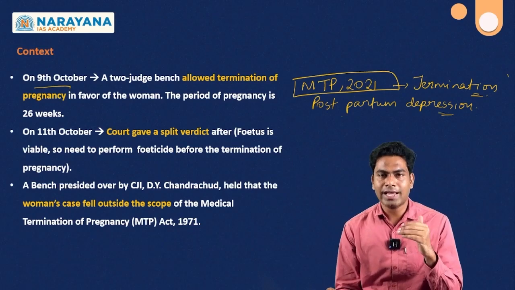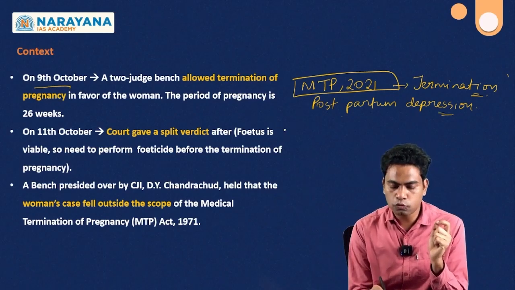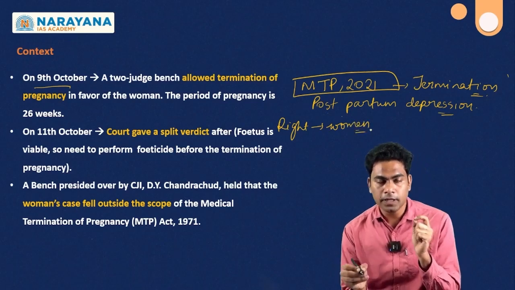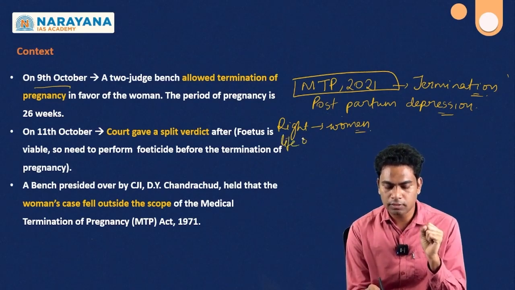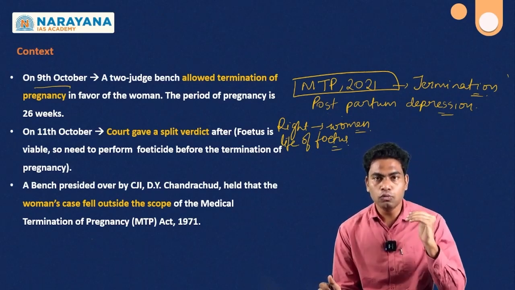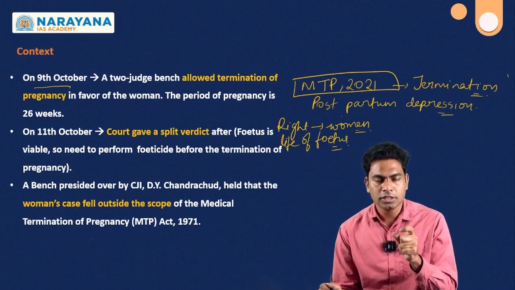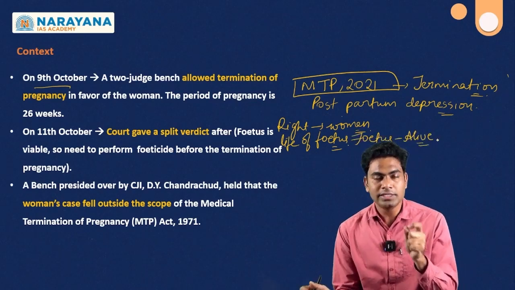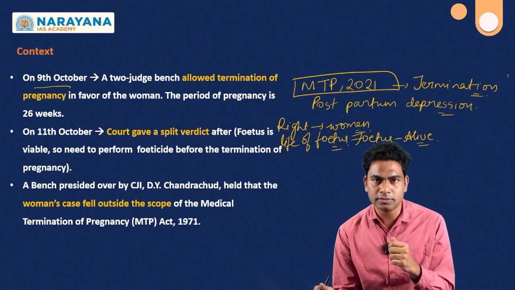Again, on 11th October, the court gave a split verdict. One of the judges was in favor of granting the right to the woman, that is, reproductive choice. The other judge considered the life of the fetus as well, and thus was against granting the woman the right to reproductive choice. Why? Because in this case, before termination of the pregnancy, the fetus is to be killed. That is, the fetus is alive and its heart is beating. We need to stop the heart and then terminate the pregnancy.